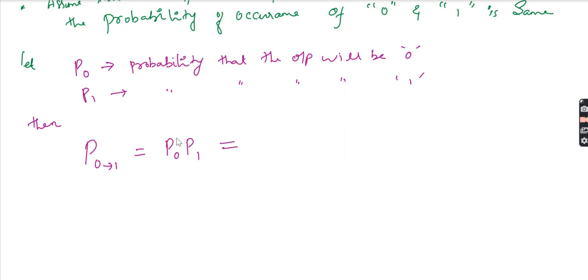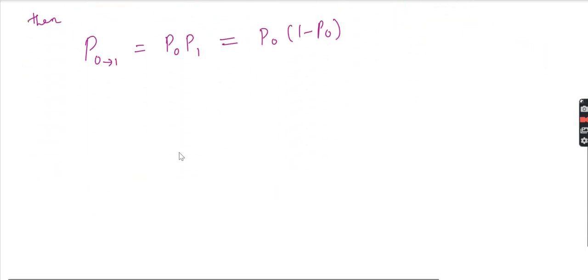Now this can be rewritten as P0 into (1 minus P0), because at a time you will get either 0 or 1 only. You won't get both outputs. So let us take an example.